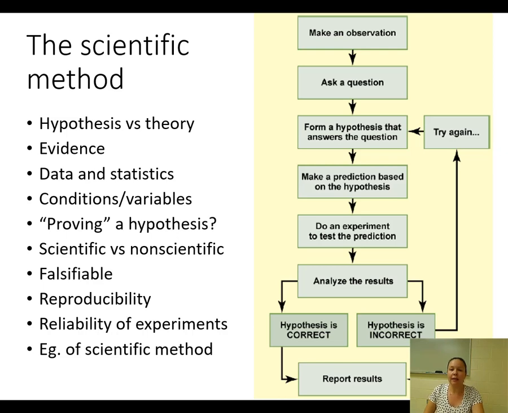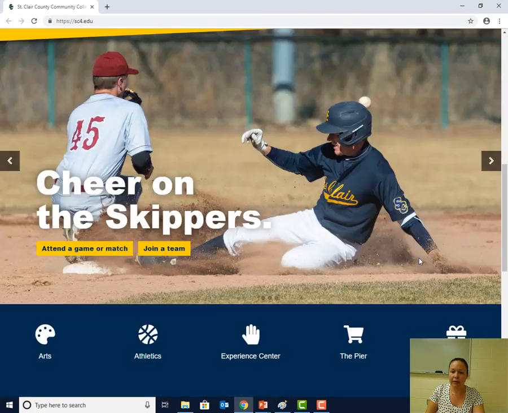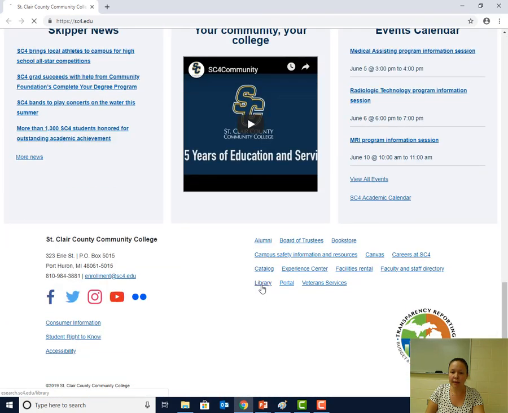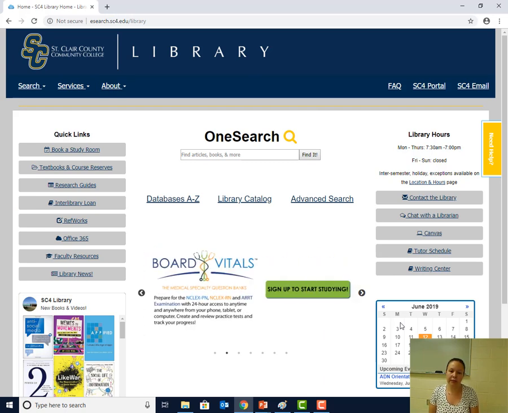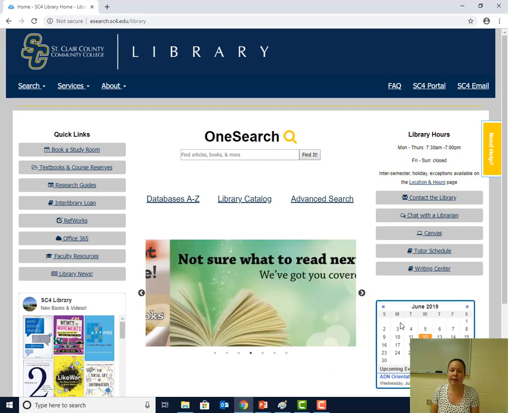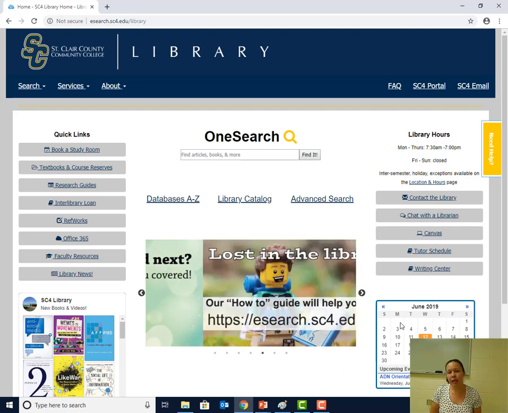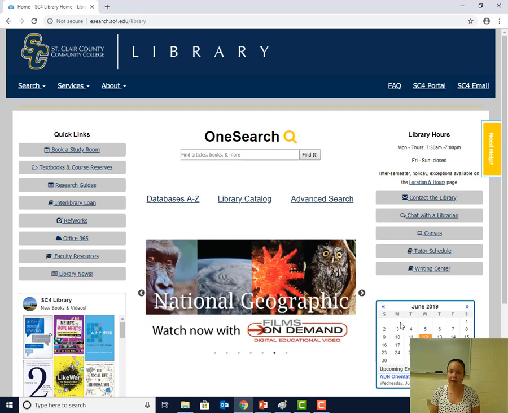I also wanted to take you through and show you our library website. So if you go to sc4.edu and you scroll down and you click on library, this is an area where you can be sure that you're finding good sources of information that are valid and reproducible and that are not biased. So oftentimes when you just Google search, for example, you can find biased sources of information.